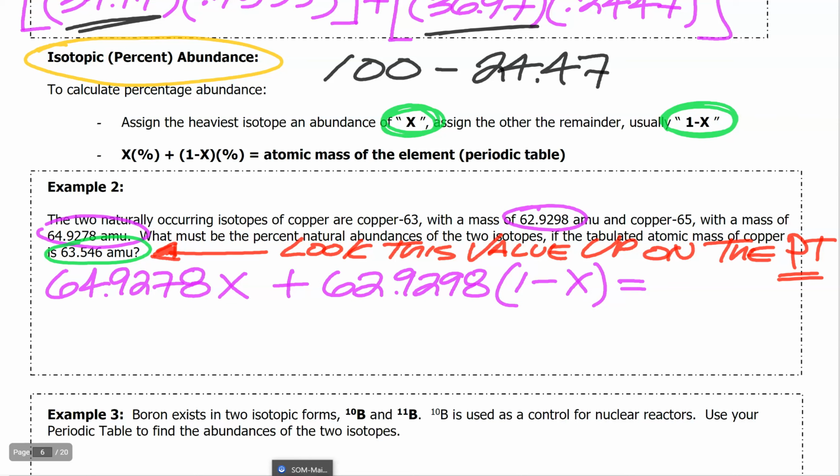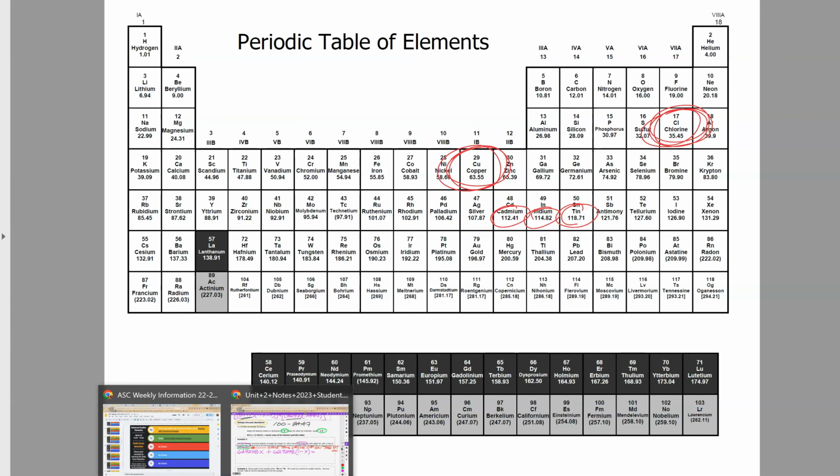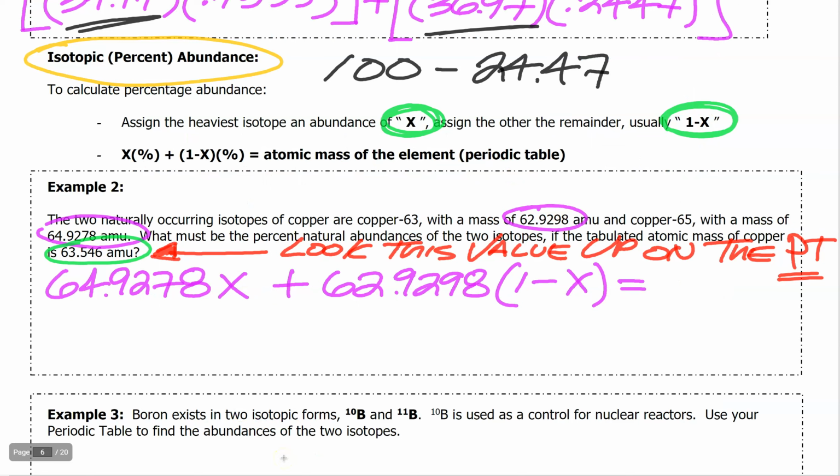63.546 is what they're saying for copper. Well, we can go to our periodic table and we can find copper 63.55. So we could have found a value very close and been fine. All right, so what I'm going to do is going to set this equal to that so that 63.546 is going to go here. All right, so at this point, now we're just going to solve the problem.